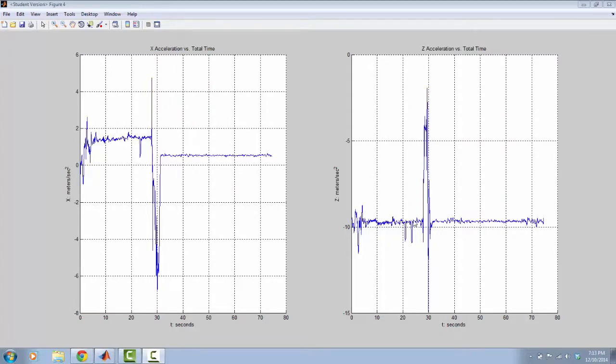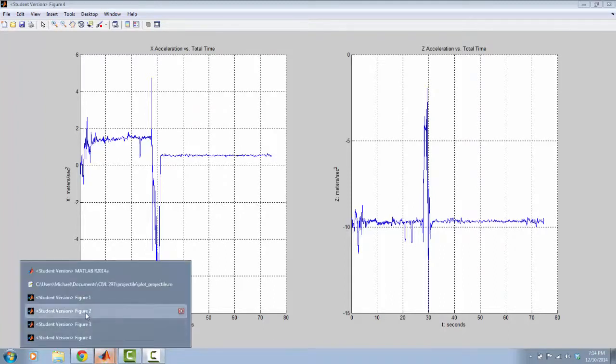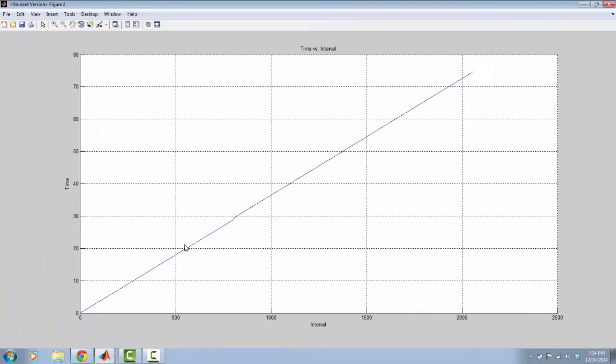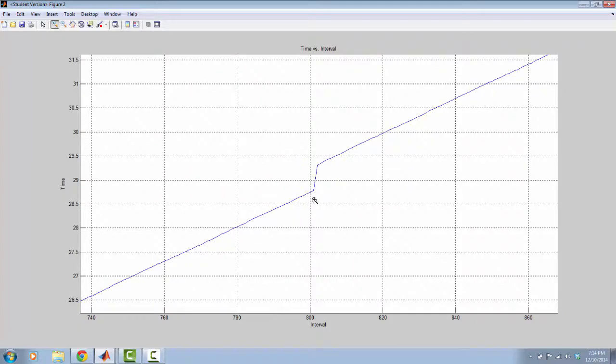And to further back up the claim that this is the actual flight data, even though this is taken over a long period of time, I graphed out the actual time at each iteration. So we have over 2,000 data samples. Time goes from 0 to about 75 seconds. You'll notice this little jump in the time here. Everything else is pretty constant, but right here is where there's actually about a half a second delay.